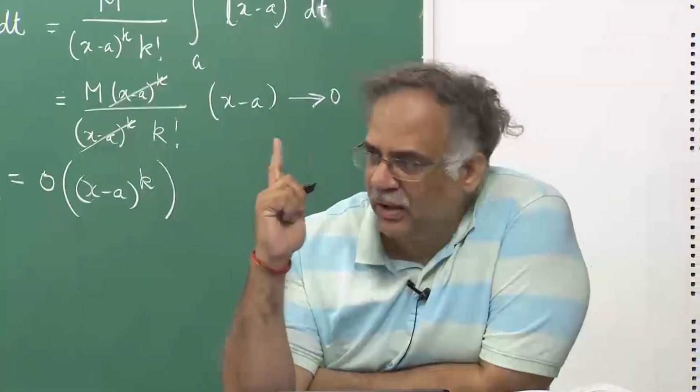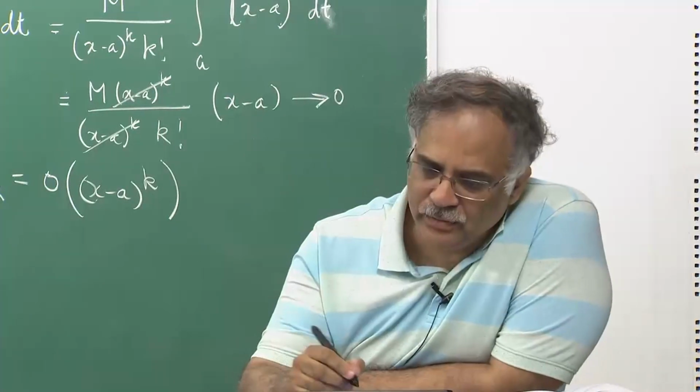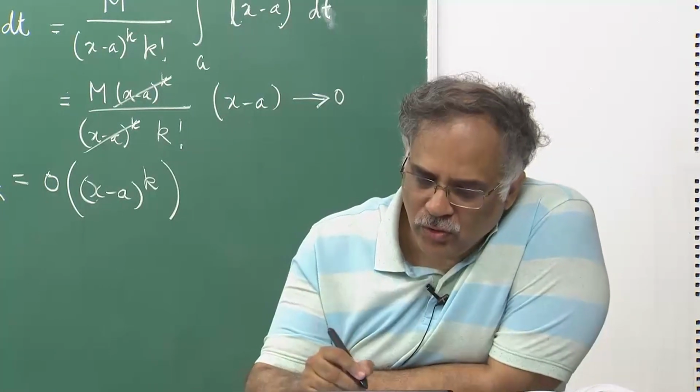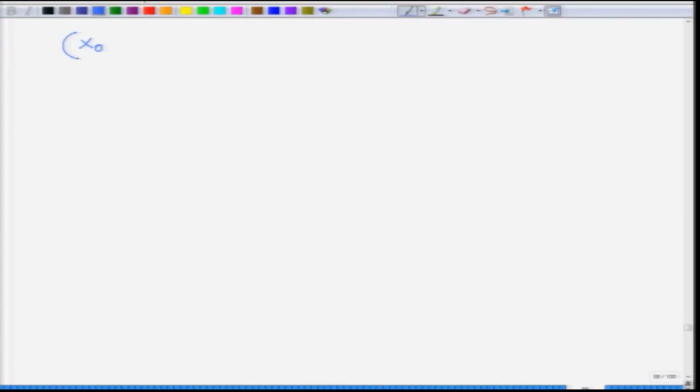So, let me first make a first order expansion and then make a second order expansion. Here I have x naught, y naught, a point given to me, and f a differentiable function.